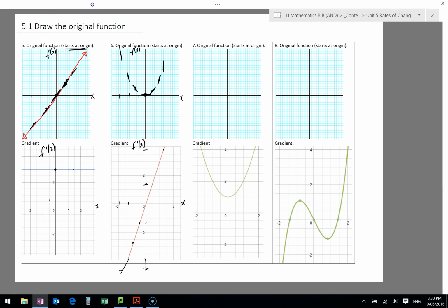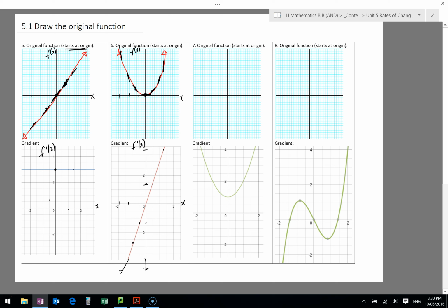So I'll be able to draw the original function. I'll draw it in red just for funsies. It's going to be a quadratic. So remember from our original understanding, quadratic functions go to linear functions when we draw the gradient.